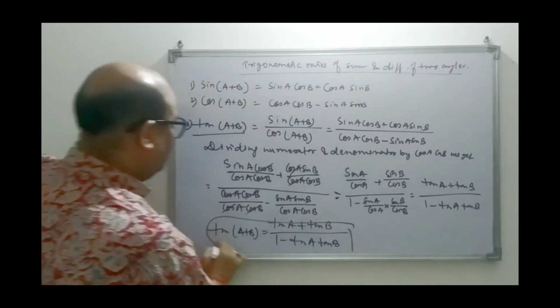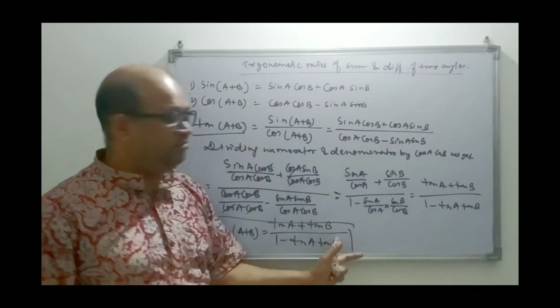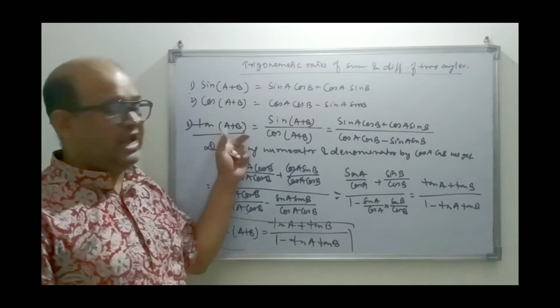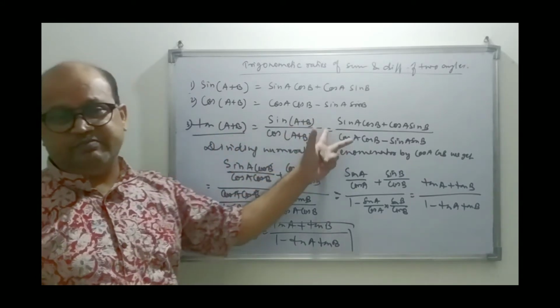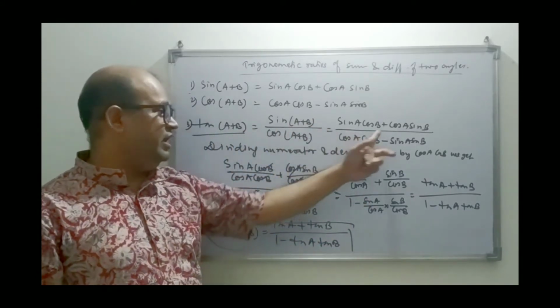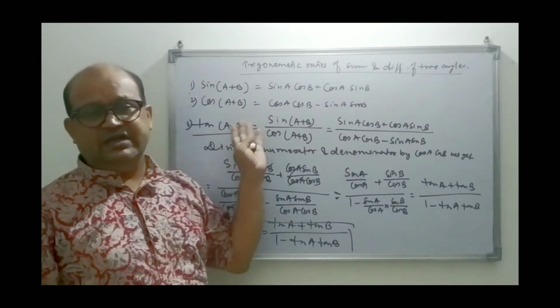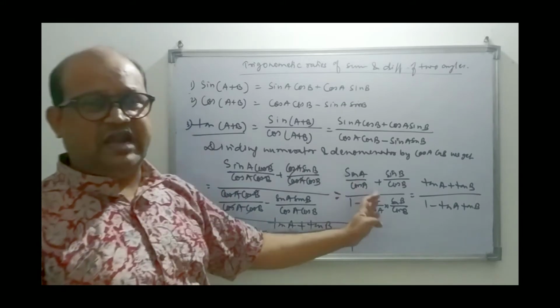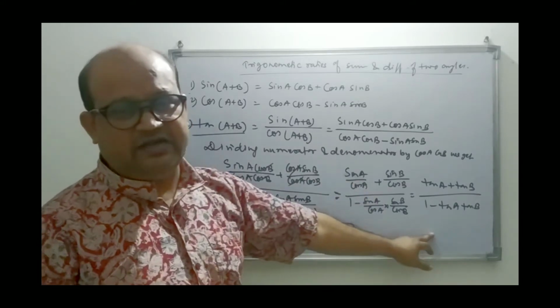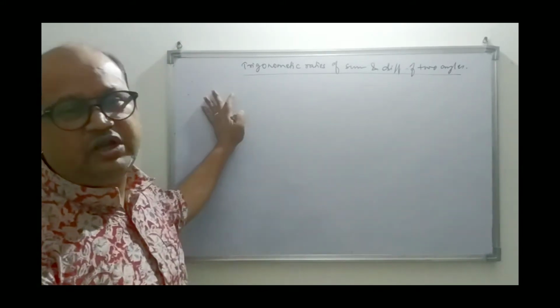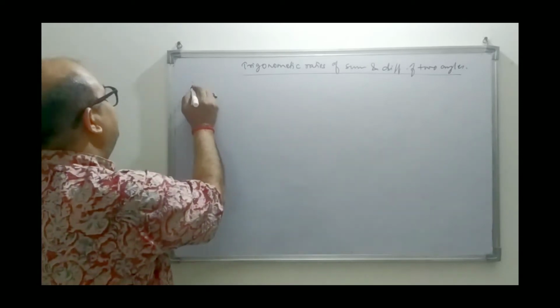What I told you: if you don't remember the identity, what is the value of tan(A+B), then you can deduce it this way. Otherwise, the value of tan(A+B) equals tan A plus tan B upon 1 minus tan A tan B. Let us go to cot(A+B), the fourth identity.